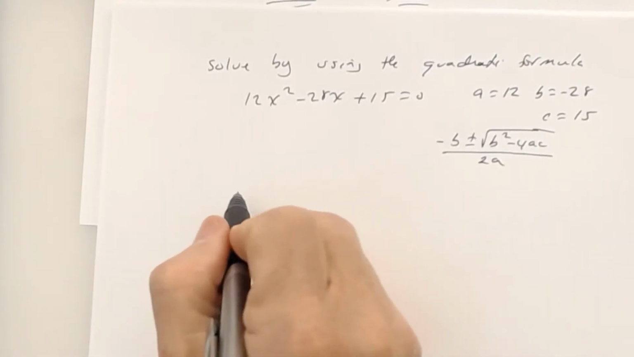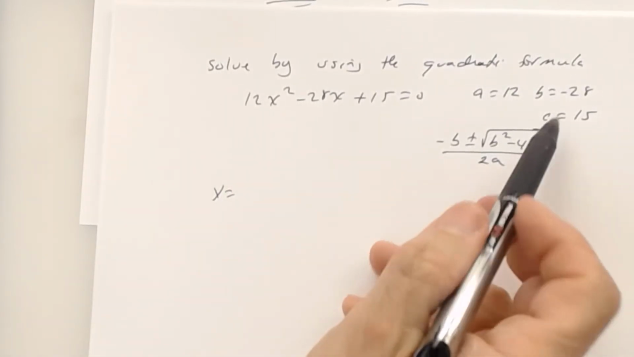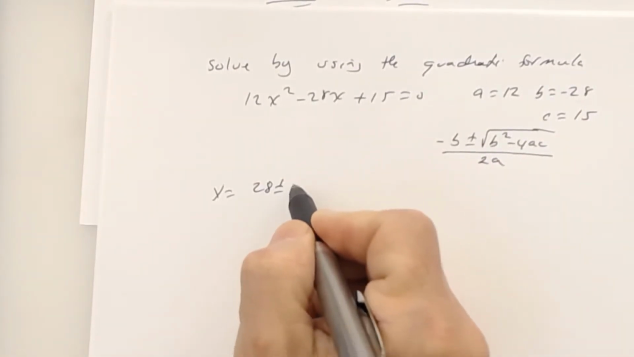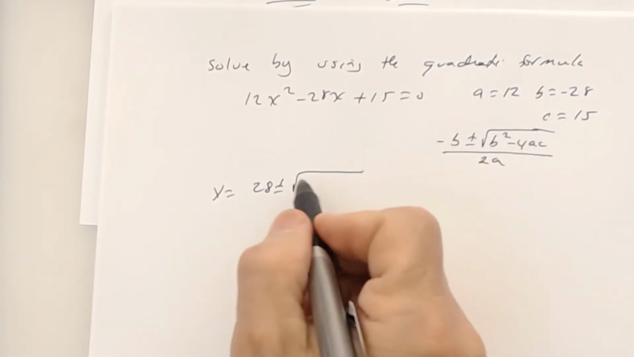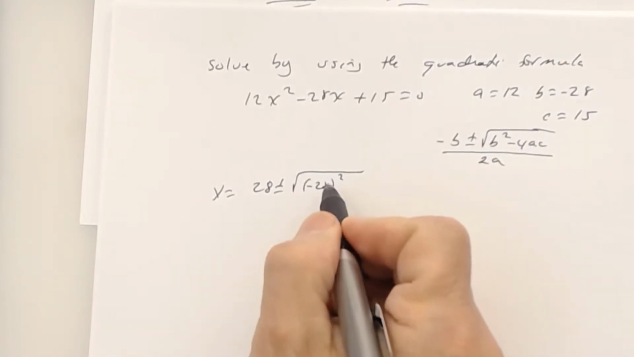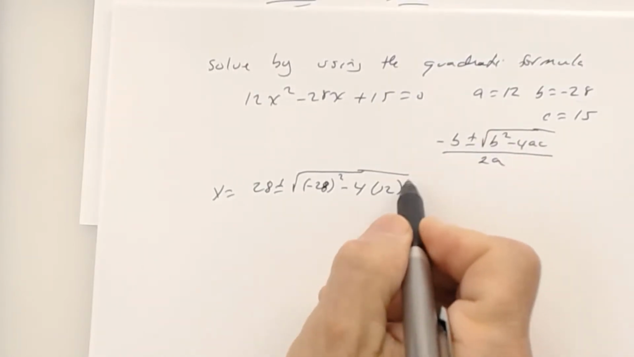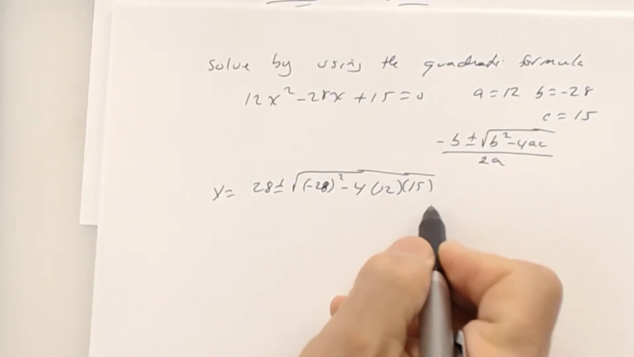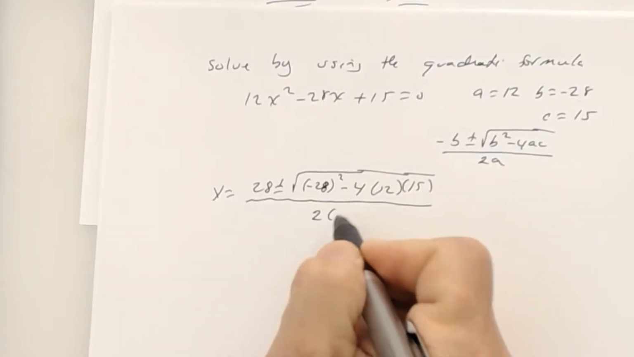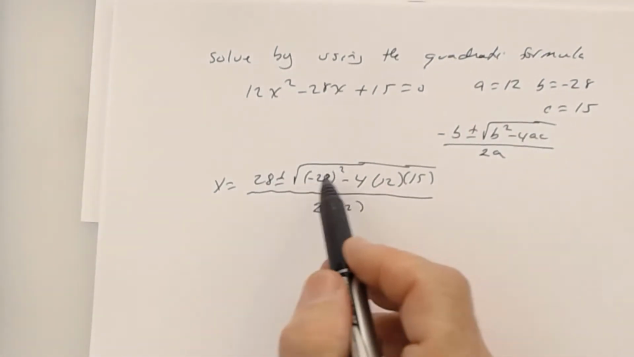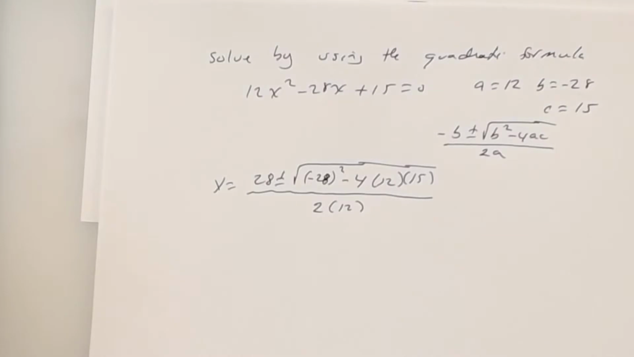All right, so I get x equals the opposite of b. What's the opposite of b? 28 plus or minus the square root of negative 28 in parentheses, squared, minus 4 times a, which is 12, times c, which is 15, all over 2 times 12. All right, so on your calculator, let's figure out what negative 28 times itself is. So 28 times itself, 784?